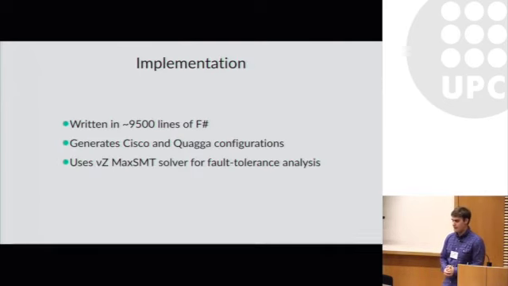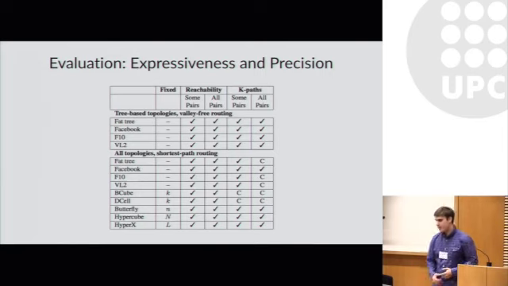So we implemented this in F#. We currently generate Quagga and Cisco, which are two popular vendor configuration languages. We use Z3, which is an SMT solver, to do this fault tolerance analysis. And to evaluate this tool, we looked at two things. First of all, can we express networks that are actually used in the real world today? And can we do this analysis precisely? And then finally, how fast does the tool actually scale on these real networks?